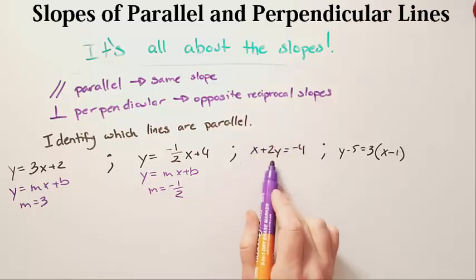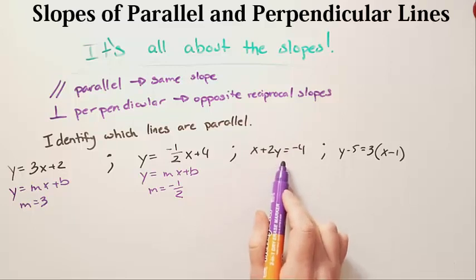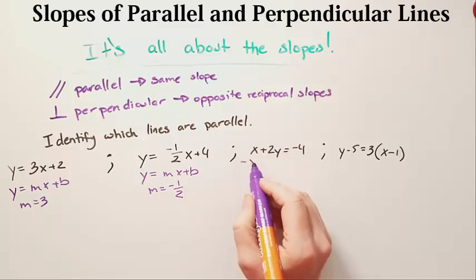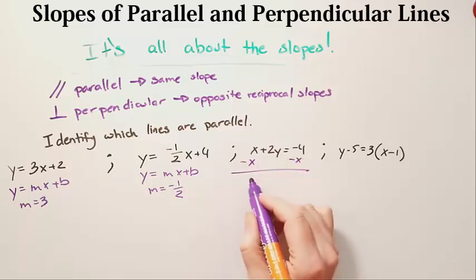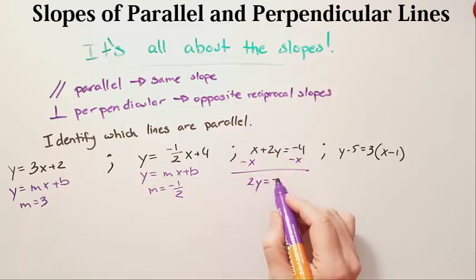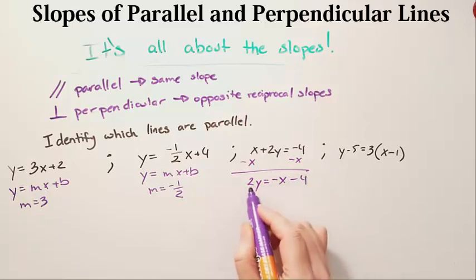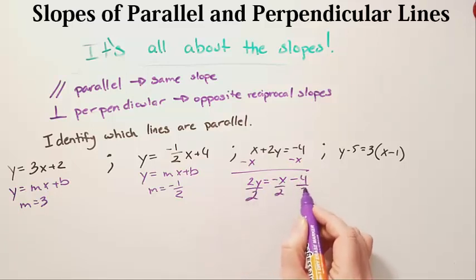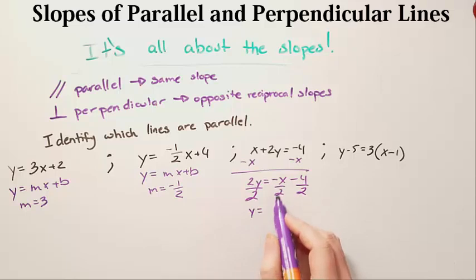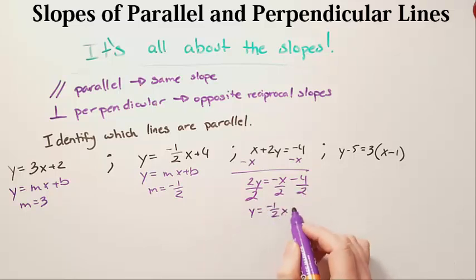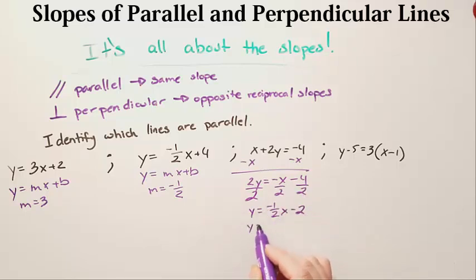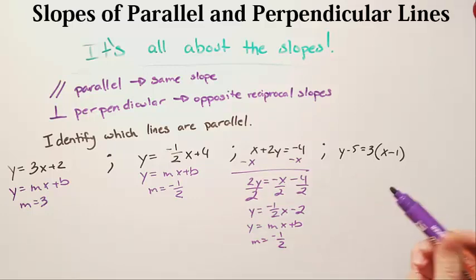This is not a y equals form. This is also not in point slope form. So we got to make it be a y equals. So I'm going to subtract x from both sides. So I have 2y equals -x minus 4. I'm going to divide everything by 2. So I have y equals -1/2 x minus 2. Now that it is in y equals mx plus b form, the number stuck to x, which is the -1/2, is my slope.